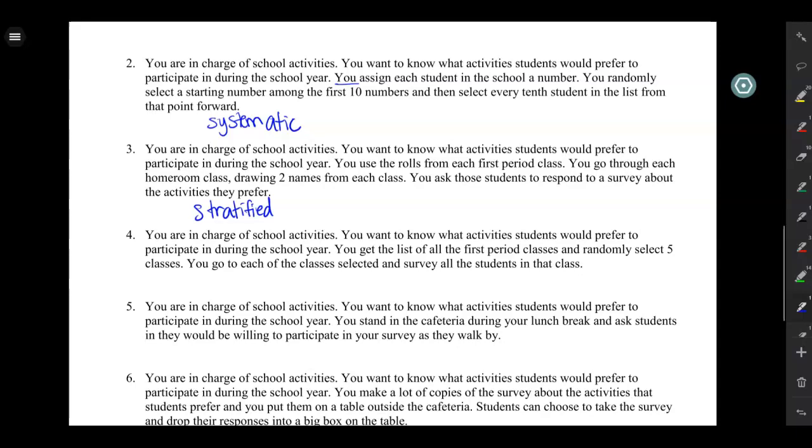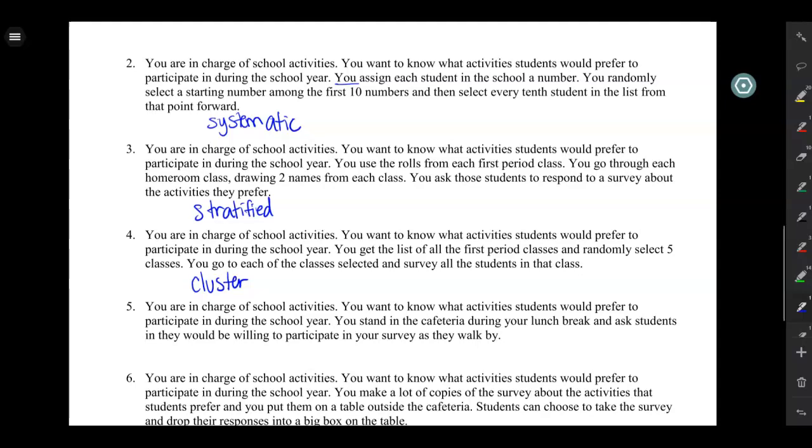Let's look at number 4. It's very similar to number 3, but it's a little bit different. So I'm going to start the same way. I'm going to get a list of all the first period classes. But then I'm going to randomly select 5 classes, and I'm going to survey everyone in those 5 classes. That is a cluster sample. So notice that cluster samples and stratified samples start the same way. You start by taking your whole population, dividing it into groups. And then you either select a few, like an entire group, that would be a cluster sample, or you select a few from each group, and that's a stratified sample.